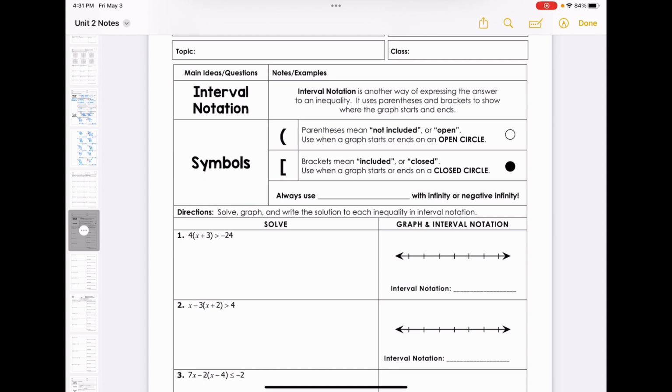So interval notation is another way of expressing the answer to an inequality. It uses parentheses and brackets to show where the graph starts and ends. So you're going to use parentheses when you have an open circle, and you're going to have brackets when you're using a closed circle. You're always going to use parentheses.